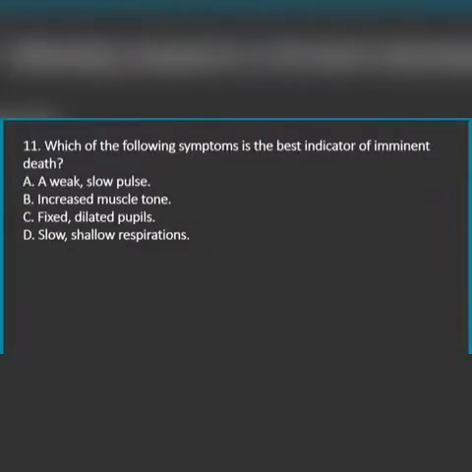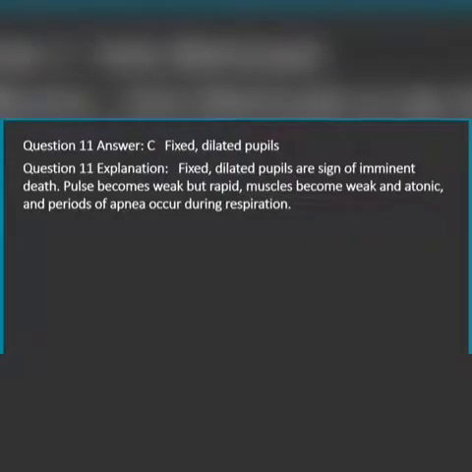Question 11. Which of the following symptoms is the best indicator of imminent death? A. A weak, slow pulse. B. Increased muscle tone. C. Fixed, dilated pupils. D. Slow, shallow respirations. Question 11. Answer: C. Fixed, dilated pupils. Question 11. Explanation: Fixed, dilated pupils are a sign of imminent death. Pulse becomes weak but rapid, muscles become weak and atonic, and periods of apnea occur during respiration.